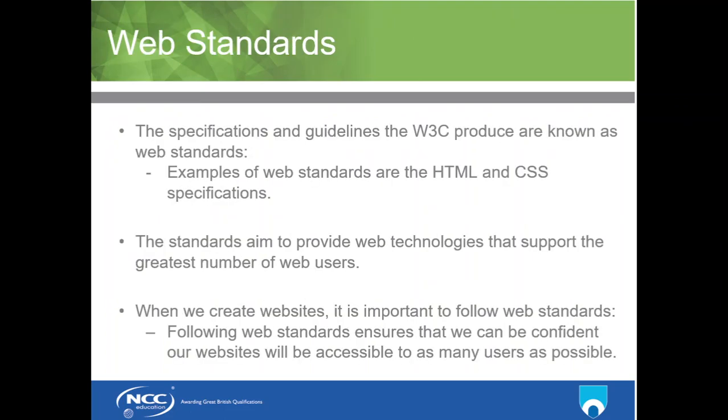So what are web standards? Web standards are specifications and guidelines that the W3C produce. So that is what we call web standards. Examples of web standards include HTML and CSS specifications. So they are the ones that really develop the different versions, for example, of HTML or CSS. For example, the latest version of HTML is HTML5 and CSS is CSS3. So they are the ones that say that H1 is the tag for heading 1.